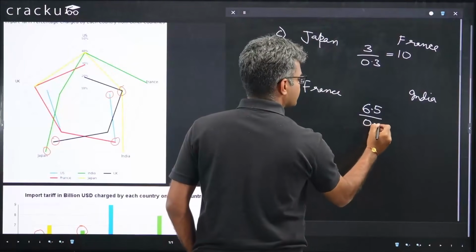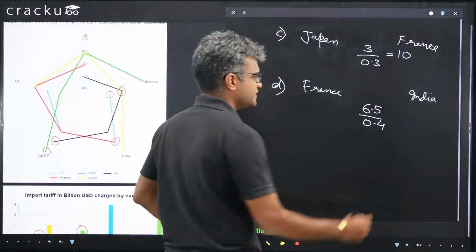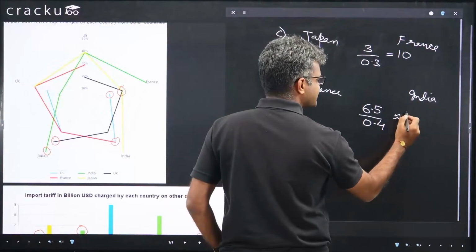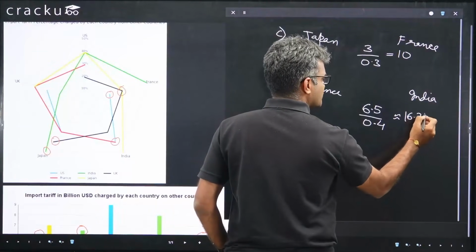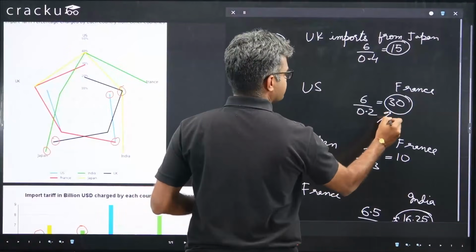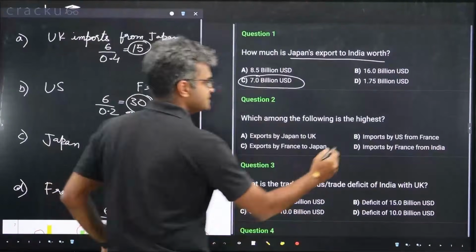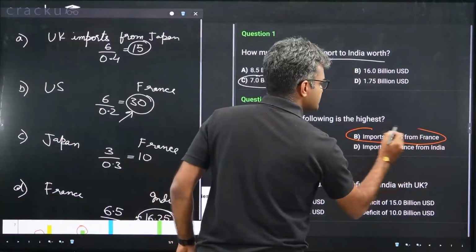So this is 6.5 divided by 0.4, which will be 6.5 into 2.5. You can use your calculator. It will be approximately, I think, 16, maybe 16.25. That doesn't matter. The highest is option B. So the correct answer for this question, which among the following is highest, is imports by US from France.